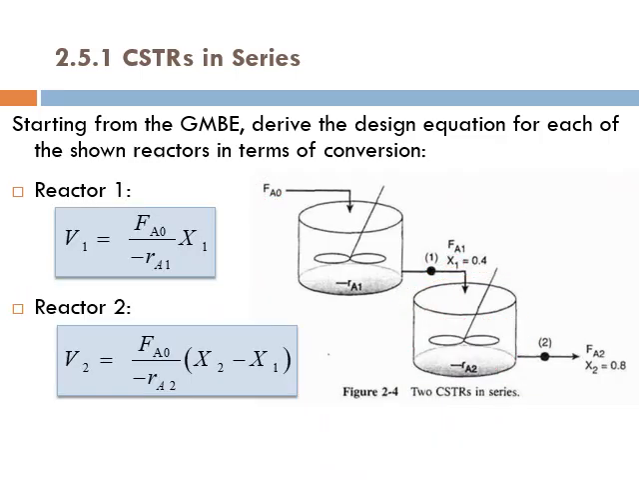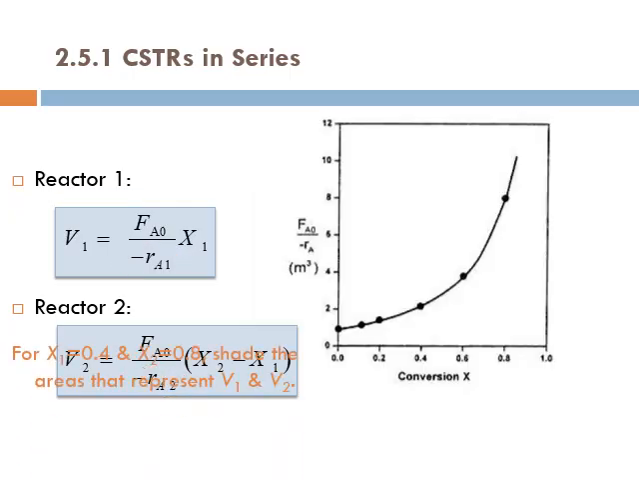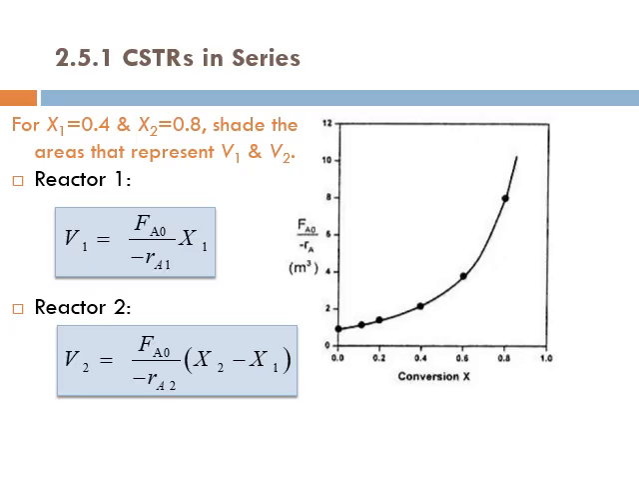Okay, so here we go. That's the design equation for the second reactor. Recall that minus RA1 is evaluated at x1, and minus RA2, representing the rate of reaction inside reactor 2, is evaluated at x2. Great.